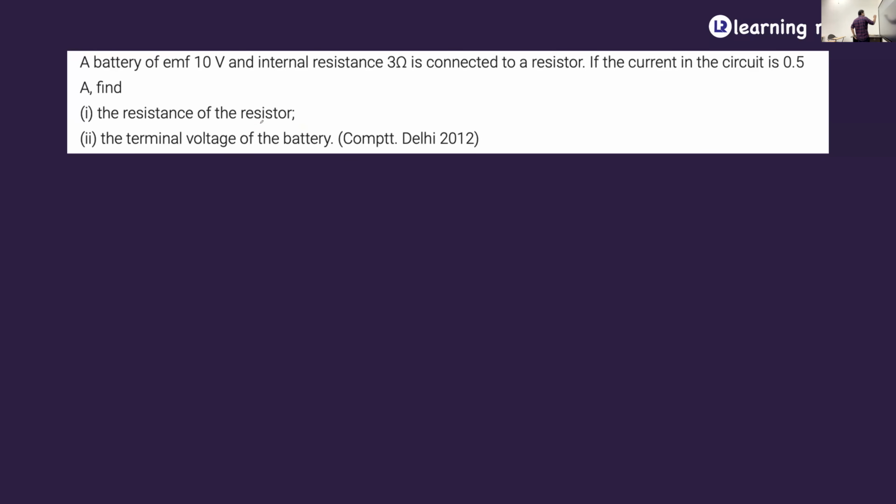Can you try this? A battery of EMF 10 volt and internal resistance of 3 ohm is connected to a resistor. If the current in the circuit is 0.5 ampere, find the resistance of the resistor and the terminal voltage of the battery. This I guess you should be able to do without my help. Draw the right diagram, you got the answer, that's it.